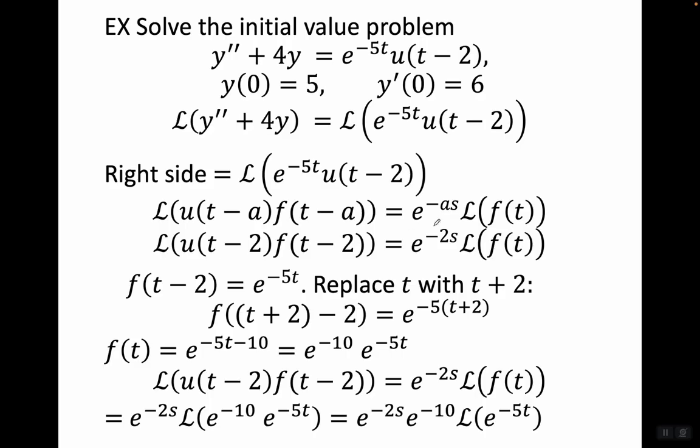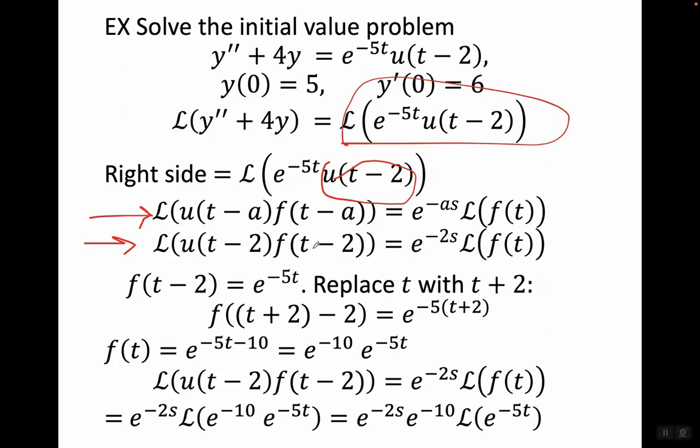Okay, so let's look at the right side. That's the Laplace transform of e to the negative 5t u of t minus 2. We're going to use this handy-dandy formula. Laplace transform of u of t minus a times f of t minus a is e to the negative as times the Laplace transform of f of t. Here, since we're dealing with u of t minus 2, we can tell that a is going to be 2. So just plug a equals 2 into the above formula, and this is what we get.